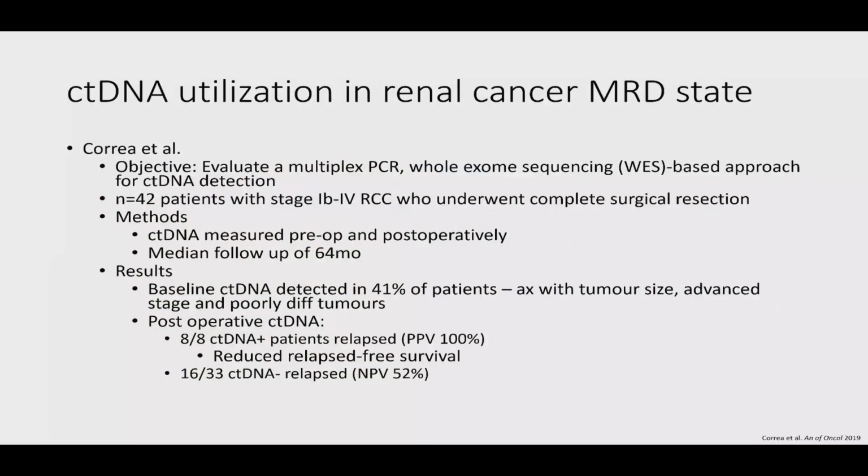So practically speaking, there's this study that was performed by Korea and colleagues where they evaluated multiplex PCR and whole exome sequencing for ctDNA detection. 42 patients were enrolled in the study and all underwent complete resection of the primary. ctDNA was measured preoperatively and postoperatively with a median follow-up of 64 months. Baseline ctDNA was detected in 41% of the patients and was found to be associated with tumor stage, tumor size, as well as poorly differentiated tumors.